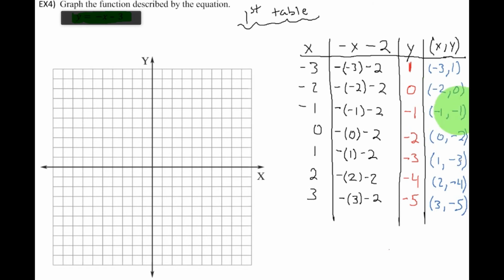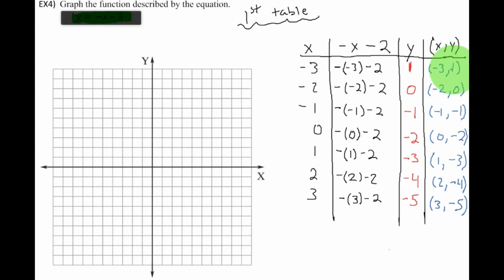So take a look at this information real quick. Take a look at what's happening between x and y. As your input, or the x values, increase, your outputs are decreasing. Your y values are decreasing. Let's go ahead and use these ordered pairs to graph the function on this coordinate plane.